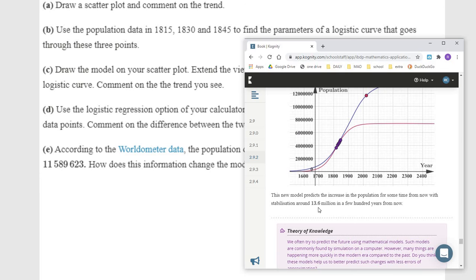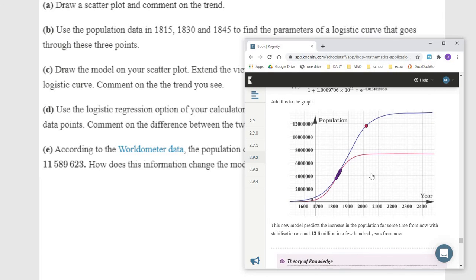Let's see, increase in population for some time from now with stabilization a lot higher than where we predicted. So this will be what, over, I can't read that, 12 million? Whereas over here it was only around 7. It was a little over 7. So that's a big difference. Okay, so yeah, I would say that point really changes our predictions.